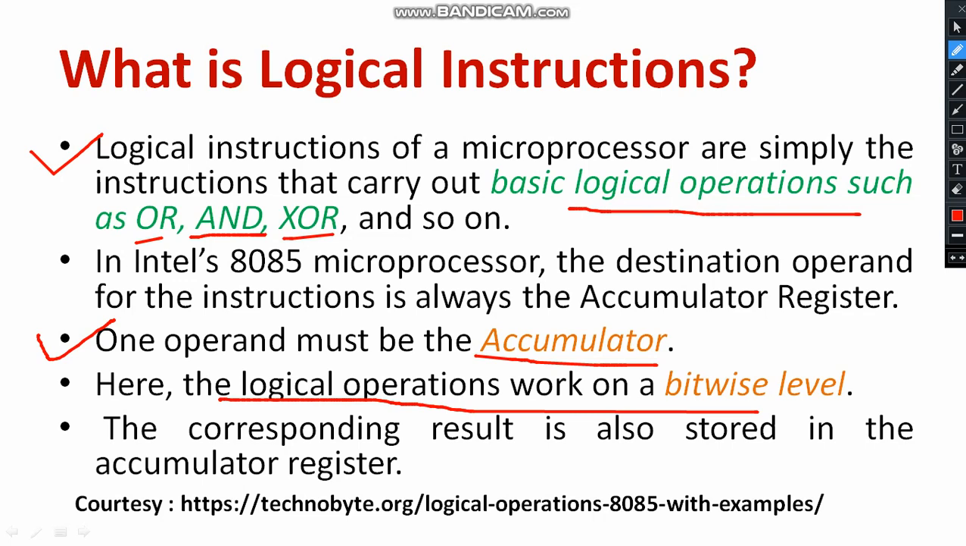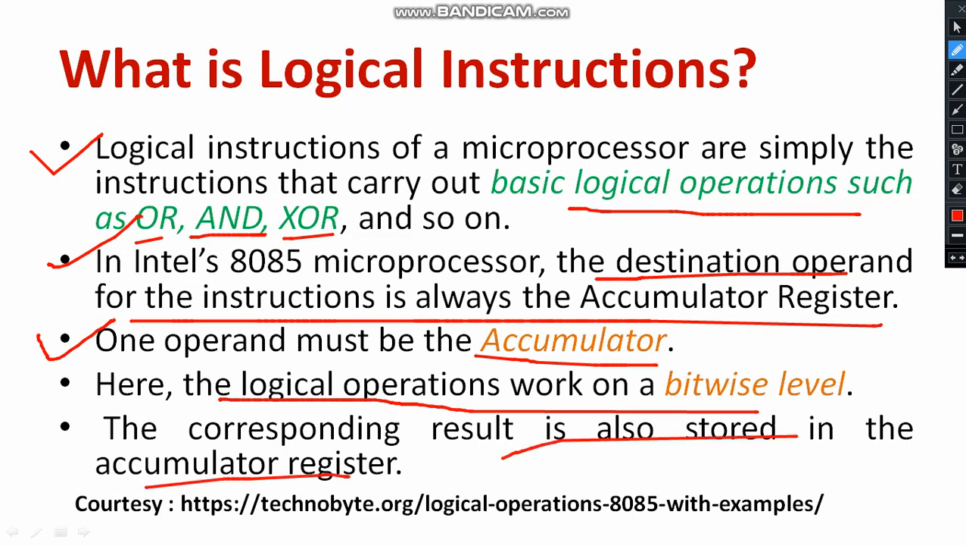In the 8085 microprocessor, the destination operand for these instructions is always the accumulator register. That point you have to remember. Same thing I have written over there. The result is also stored in the accumulator. So after the logical operation, the result will be stored inside the accumulator. That is exactly what happens in the 8085 microprocessor.